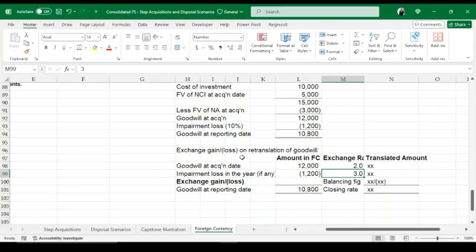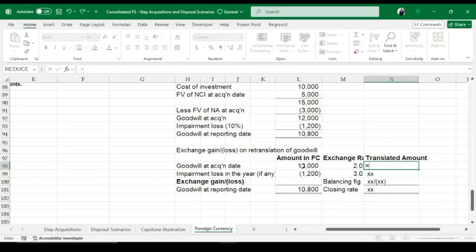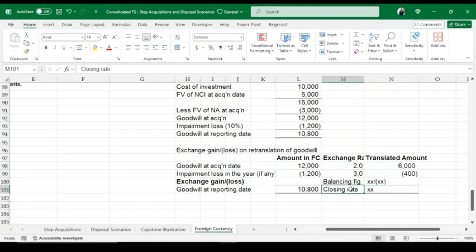So what do we have? We are going to have this amount divided by the exchange rate, and that was 6,000. And then I can copy this down using Control D. So that will be 400. And this one, our closing rate is actually 4.0. So the amount is going to be equal to 10,800 divided by 4.0, and that will give me 2,700. So what is our balancing figure?